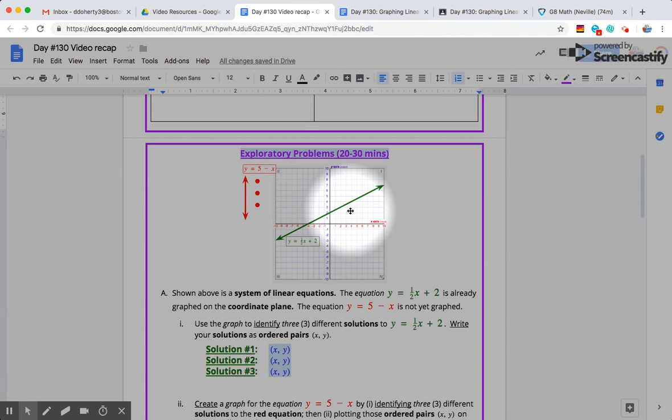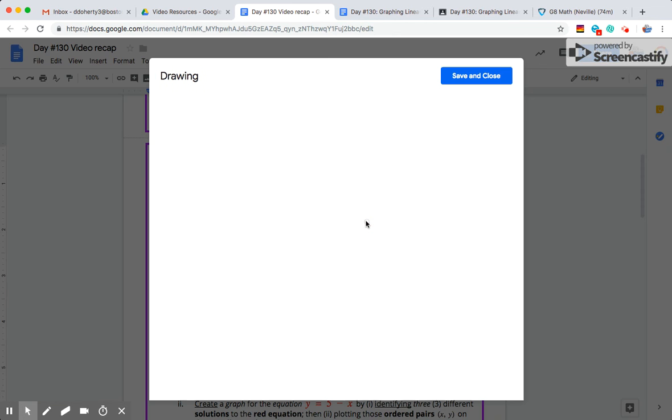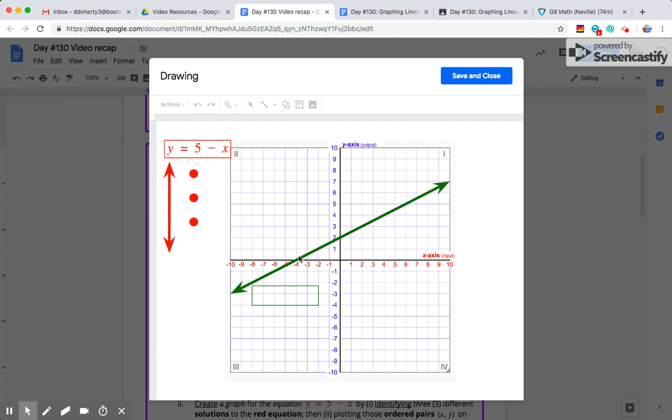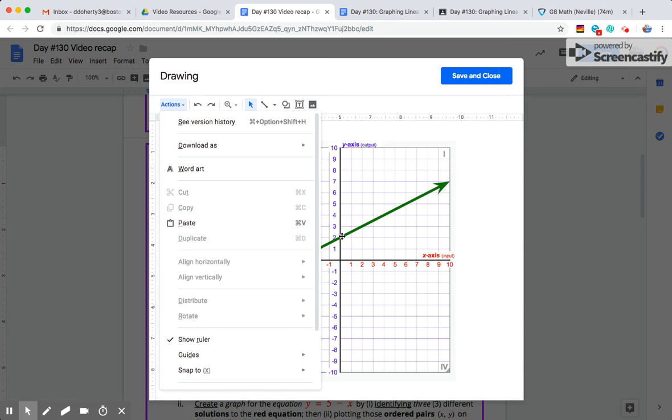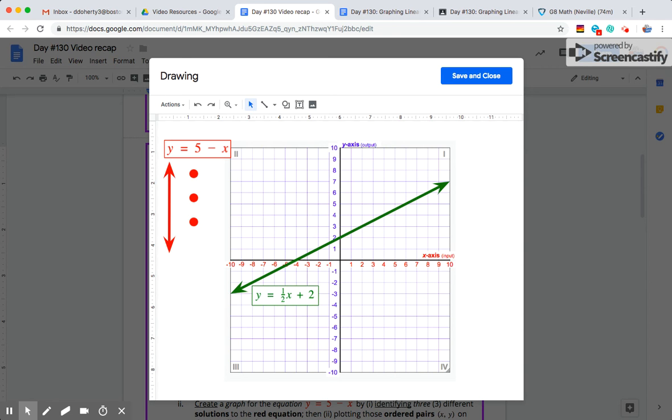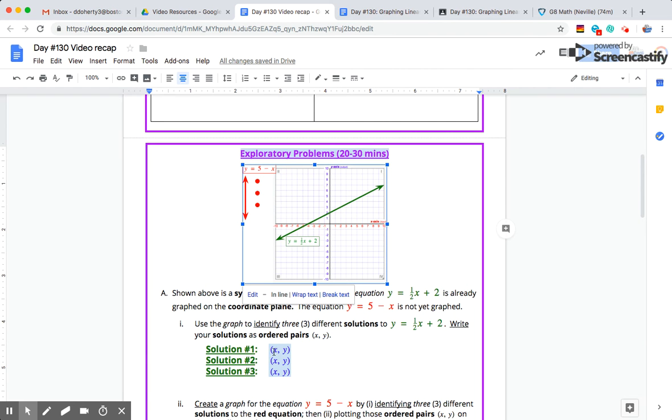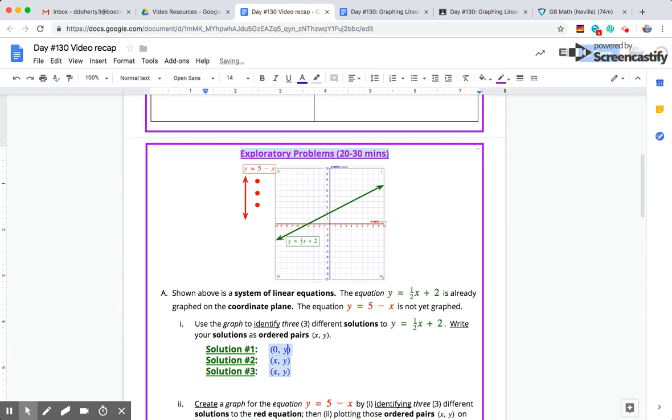So if I zoom in a little bit and we take a look at this graph, we see that the green line passes right through this point. The y-intercept is 0 for x, right in the middle of the graph, and 2 for y. So the first solution we could put is 0 for x and 2 for y. If I plug a 0 into this equation, 1/2 times 0 would just become 0, and 0 plus 2 would leave us with a value of 2 for y.